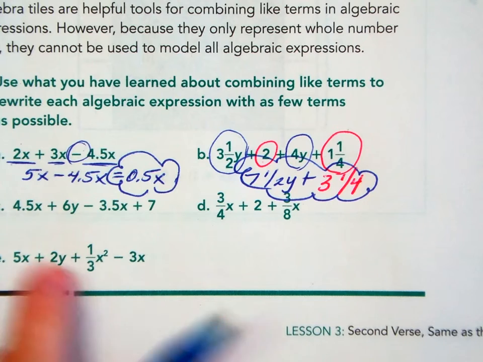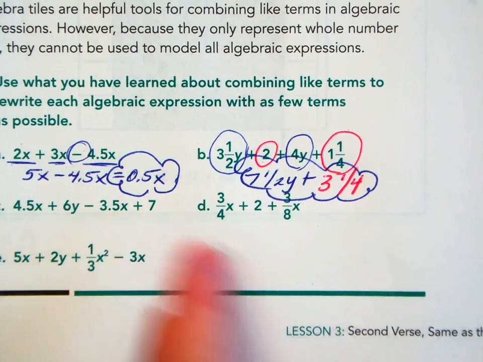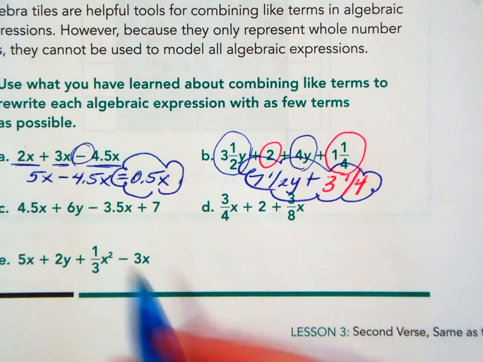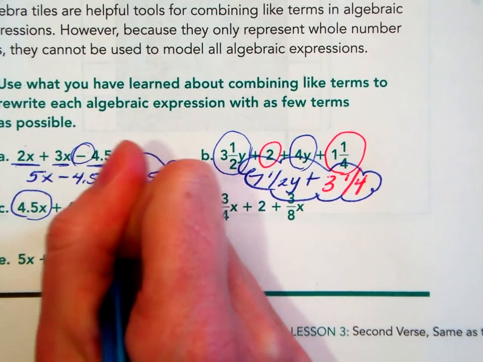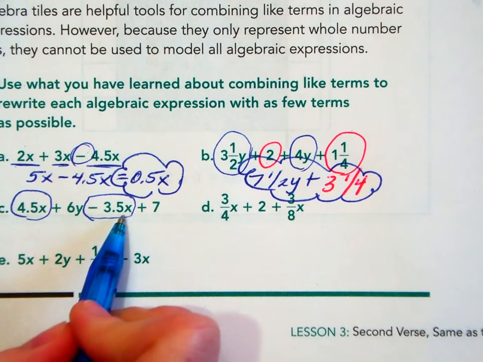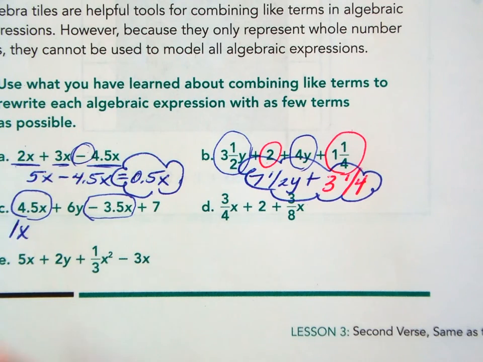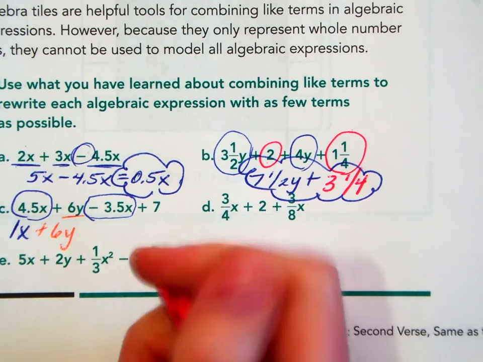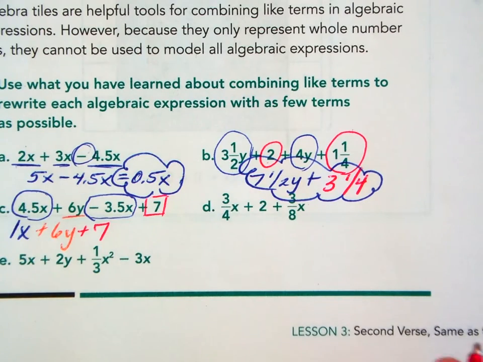4.5x plus 6y minus 3.5x plus 7. We've got 1, 2, 3 different kinds here. I can combine this x with this. Notice this kind of makes this a negative here. 4.5x, take away 3.5x, would just leave you 1x. You could write that just as x. Y is in its own category, plus 6y. And then 7 is also in its own category, plus 7. So we've got x plus 6y plus 7.